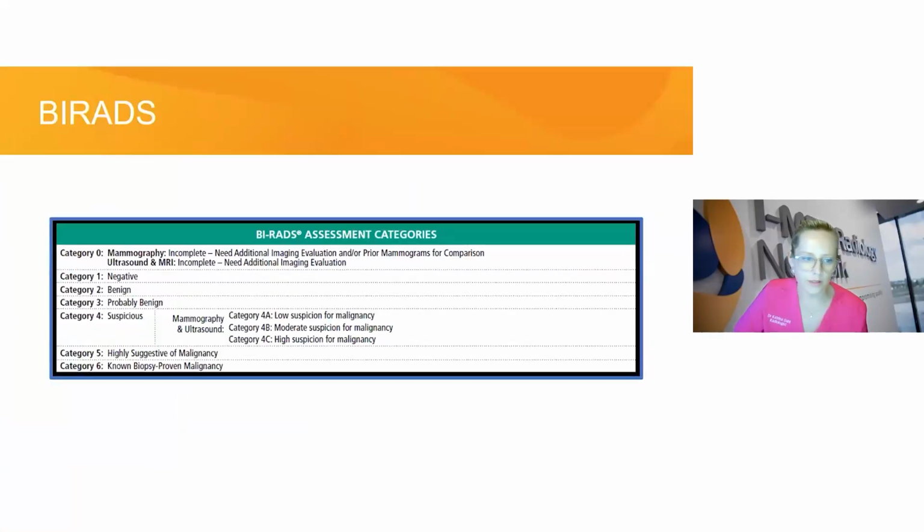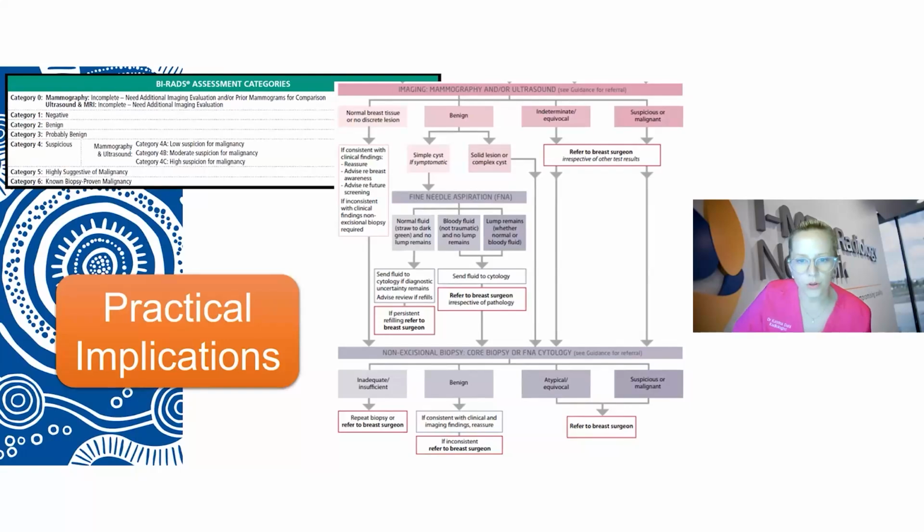But what's important for us tonight is this. So when we get to a category of assessment, what do we do next? What does that mean? When can we sit and when do we need to act? So we're going to put these two components side by side. We've got assessment categories of mammography or ultrasound as our first line test, as we said. What happens now once we've found these lesions? So we have here normal breast tissue, benign, indeterminate, suspicious or malignant, which essentially aligns with our BI-RADS categories plus a couple of extras.